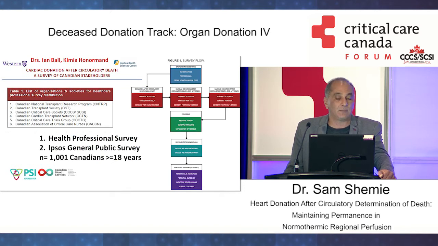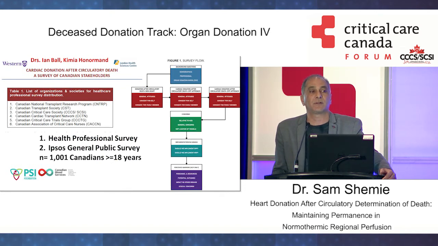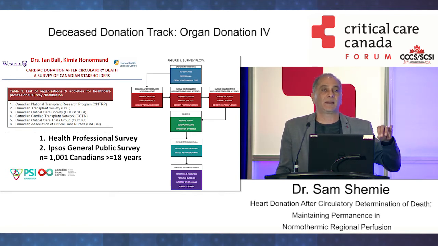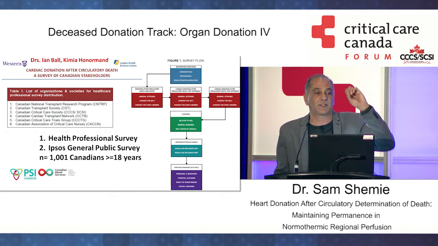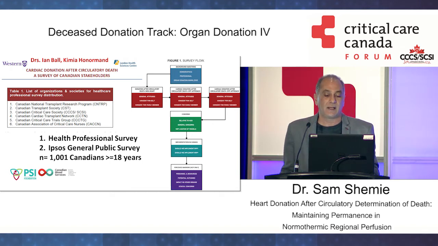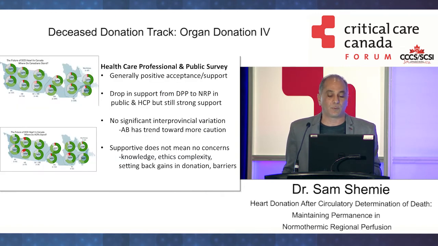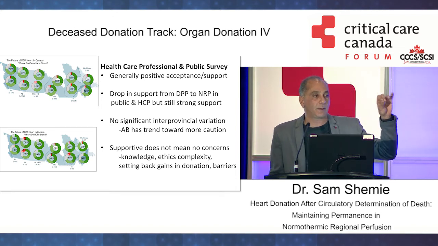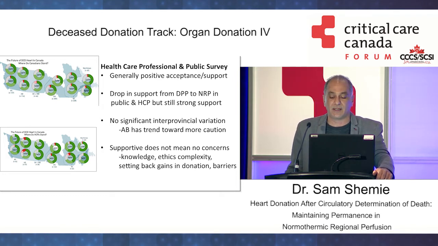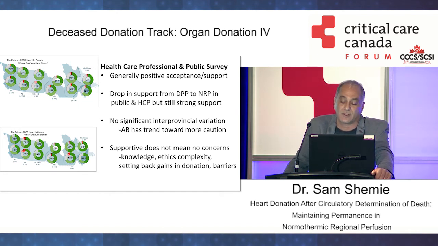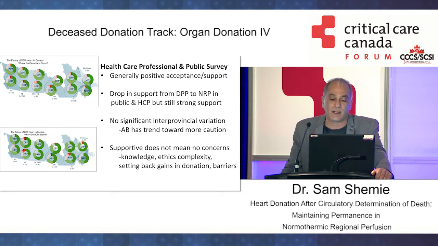We did a survey led by Ian Ball and Kimmy Honerman of the public and the professionals. We will clearly admit that it's very tough to think that you can get the nuance between direct procurement and preservation and NRP and get a public or professional understanding in a survey. So I'll brace it with that. But generally, the results of both surveys were positive acceptance and support for DCD heart donation and transplant, a drop in support from direct procurement to NRP, but still strong support, no significant interprovincial variation, Alberta with a trend towards more caution. But supportive does not mean no concerns: knowledge, ethics, complexity, setting back gains in donation barriers.